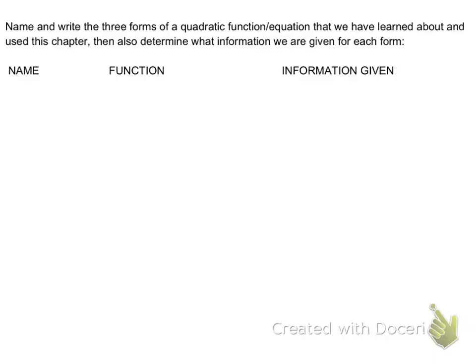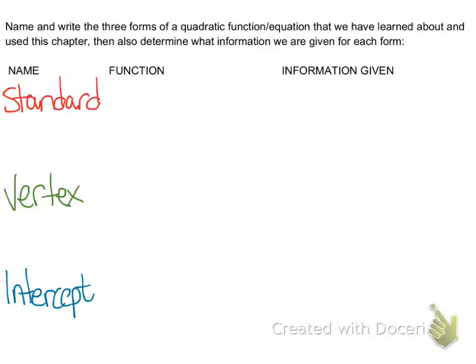So the first thing we need to do is make sure that we're familiar with the three forms of quadratic functions or equations that we've learned about and used in this chapter, and then also determine what information we're given for each form. So take a second, maybe pause the video, and write down the names of the three forms that we've used. And you should have come up with standard, vertex, and intercept.